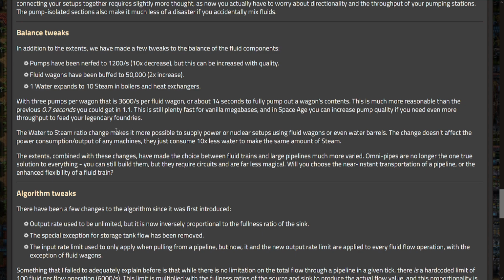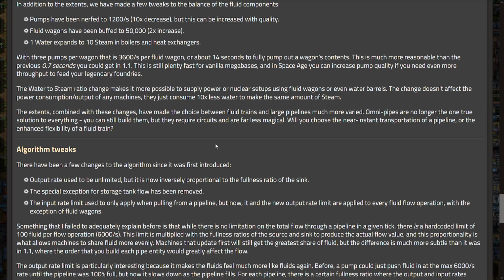Okay, the water to steam ratio change makes it more possible to supply power or nuclear setups using fluid wagons or even water barrels. I wonder whether power setup means the coal or steam engine power plants, the normal ones that you have at the start. So this change doesn't affect the power consumption output of any machines, they just consume 10 times less water to make the same amount of steam. That's good.